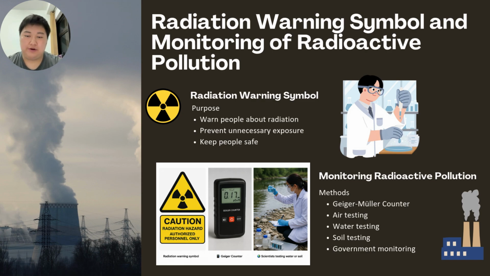Next, I will talk about the radiation warning symbol and the monitoring of radioactive pollution. First, the radiation warning symbol warns people that radioactive materials or radiation may be present. When people see this symbol, they should be careful and follow safety rules. Next, radioactive pollution needs to be monitored regularly. One tool is the Geiger counter, which is used to measure radiation levels. Scientists also test the air, water, and soil to check for radioactive pollution. In addition, the government monitors radiation to help protect people and the environment. Now I will pass it to the next speaker.